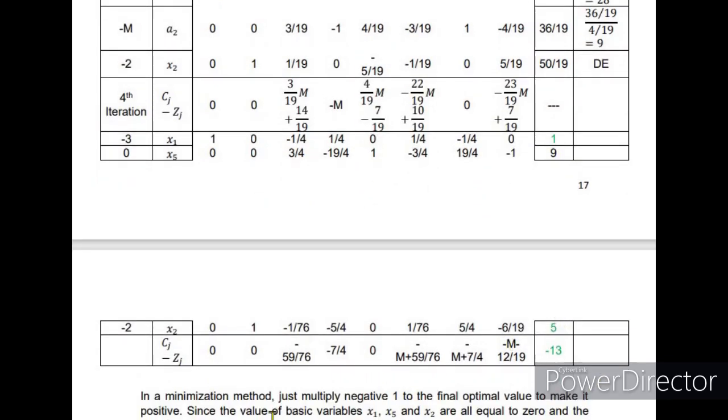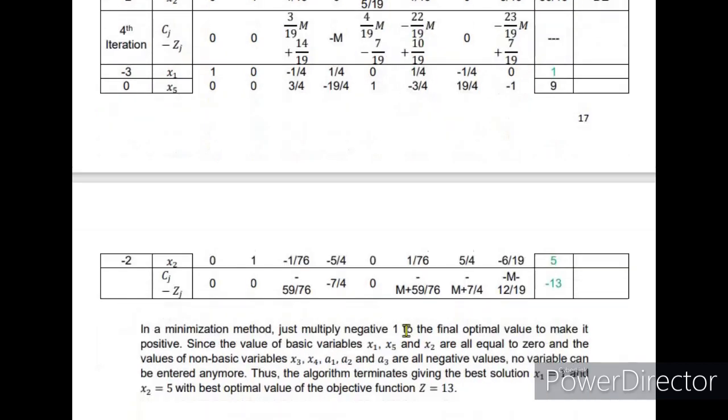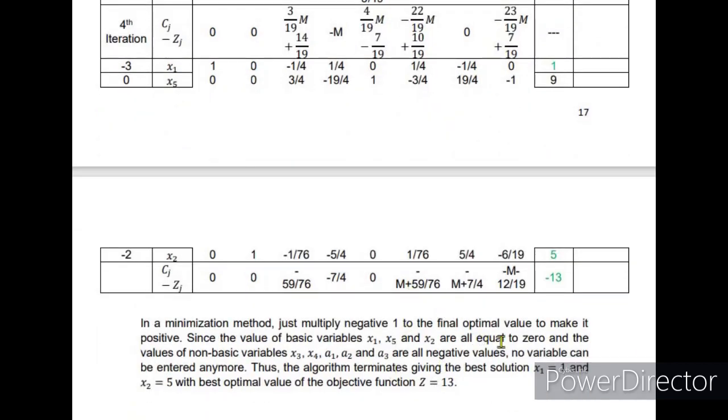Okay, so you notice that all the values here in Cj minus Zj are zeros and negative. Meaning the iteration terminates, giving our optimal solution. So x sub 1 is equal to 1, x sub 5 is equal to 9, x sub 2 is equal to 5. Getting the optimal value, it is negative 13 here, because we will just multiply by negative 1 for the optimal solution to make it positive. So that is for the minimization method.